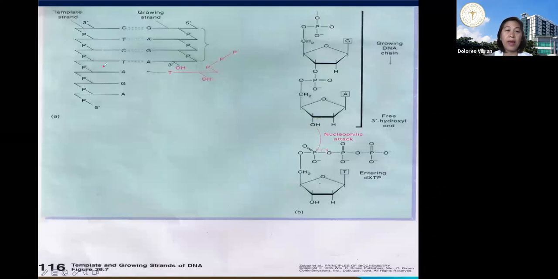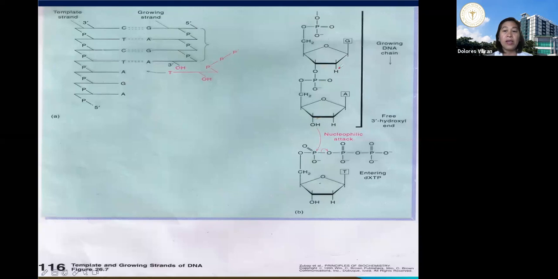So this is the template and the growing strand. During replication, the template strand runs from 3' to 5', while the growing strand, anti-parallel, runs from 5' to 3'. Okay? So the bases will be added here based on the template strand. For example, if on the template strand you have C, then what is the complement of C? G. If it is T, the complement is A. So you can predict the sequence of the growing strand by knowing the sequence of the template strand. You just follow the Watson-Crick base pairing rule, okay?